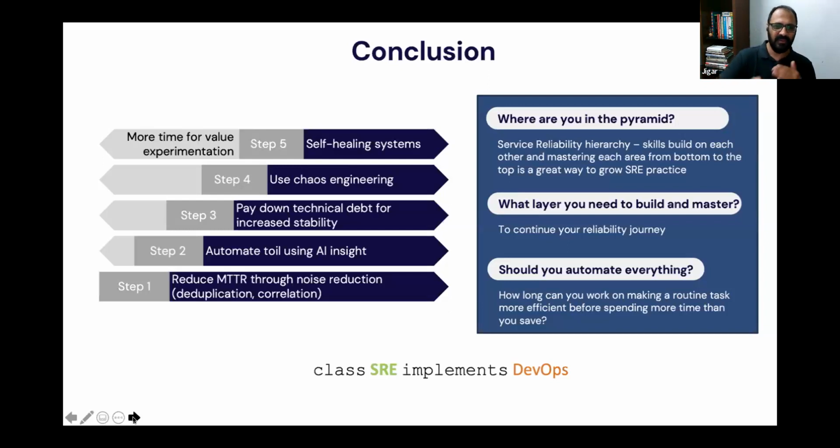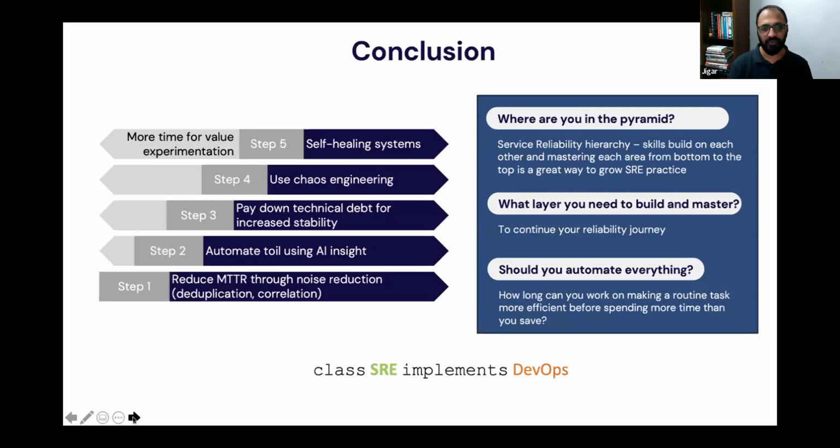So this is a step-by-step process we need to follow to get to, I wouldn't say the nirvana stage, but to the stage where we have self-healing systems and we are able to spend more time on value-driven experimentations, right?